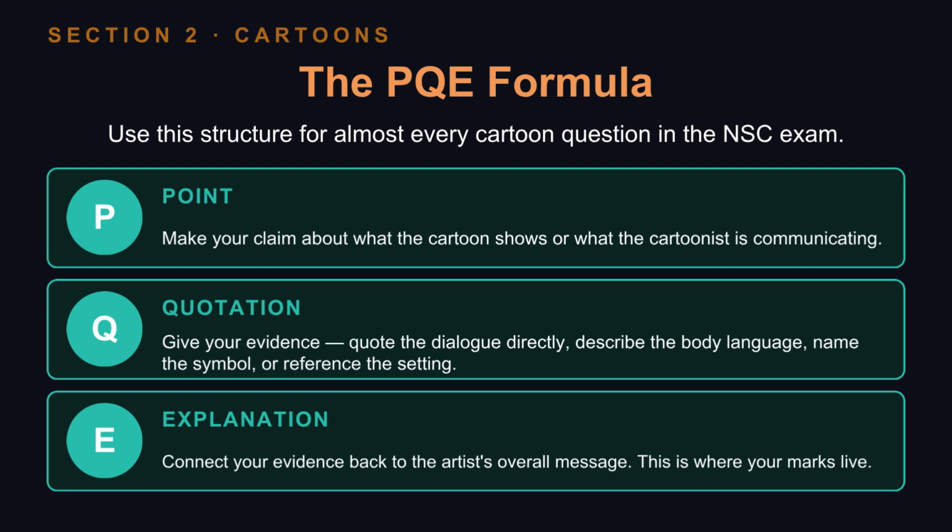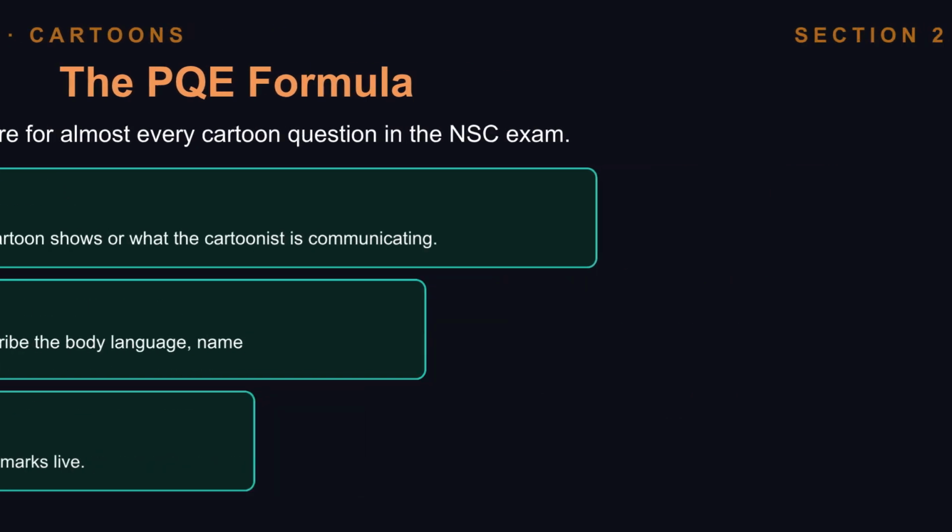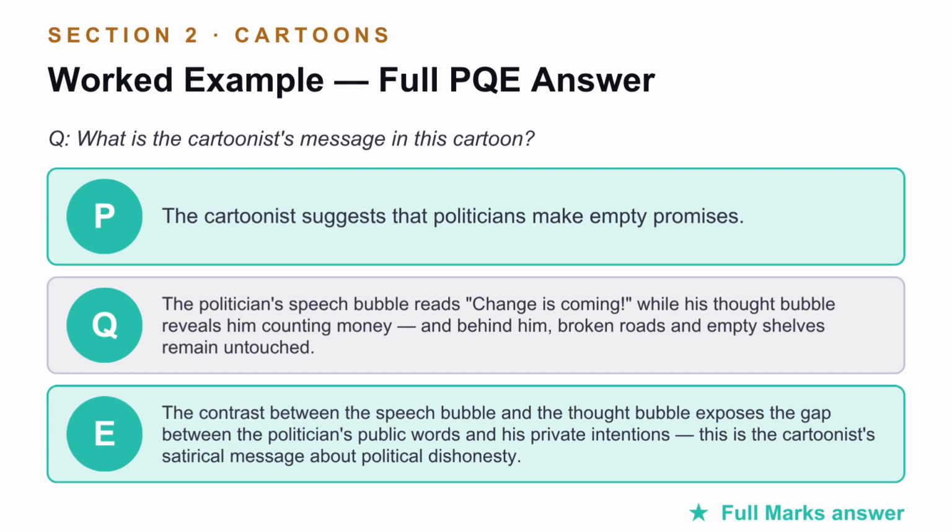Point, make your claim about what the cartoon shows or what the cartoonist is communicating. Quotation, give your evidence, quote the dialogue directly, describe the body language, name the symbol, or reference the setting. Explanation, connect your evidence back to the artist's message. 3 steps, every answer. Let me show you what a full marks PQE answer looks like in practice.